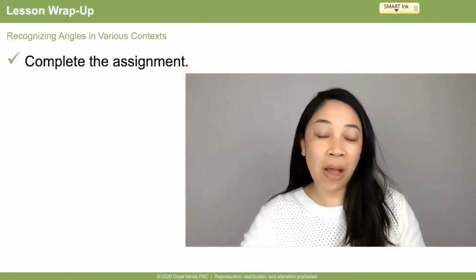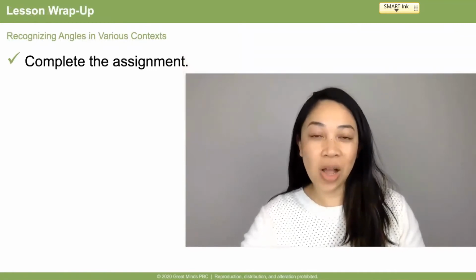Today, we learned all about recognizing angles in various contexts.